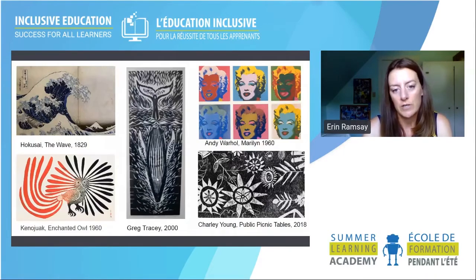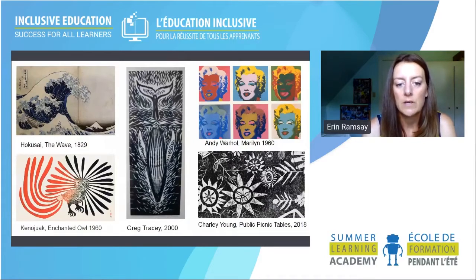This is a local artist, Greg Tracy, who lives right by me. I've connected with him, and he's helped me do projects for my class, the project I'm going to show you next. Charlie Young is an artist in Halifax, and she's also a teacher at NASCAD. And this was one of her prints. She did a project where she printed on a bunch of the picnic tables in Halifax.